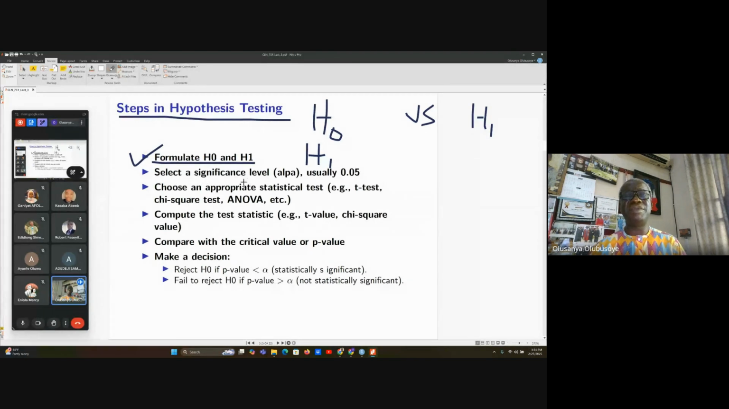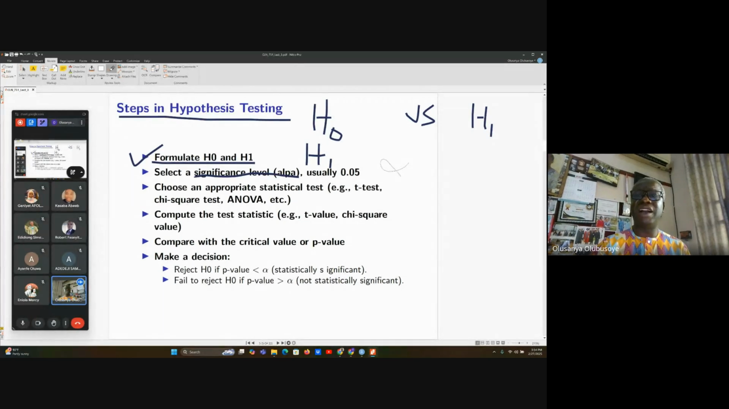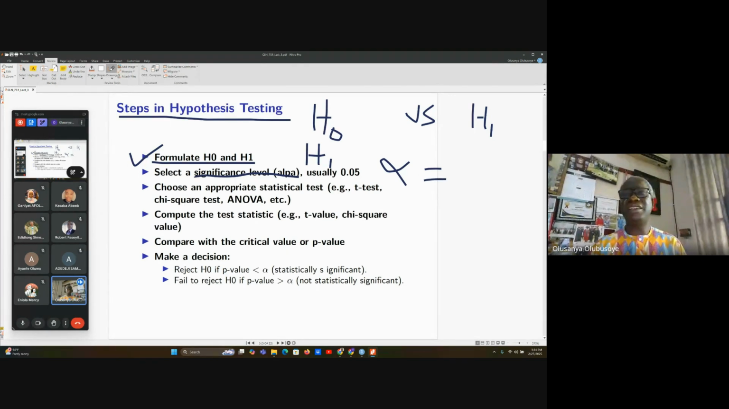The second step is to choose what we call the significance level. Significance level, we always write it as alpha. Generally, it could be 0.01, could be 0.05, it could be 0.10.